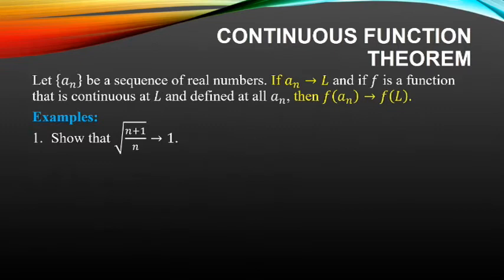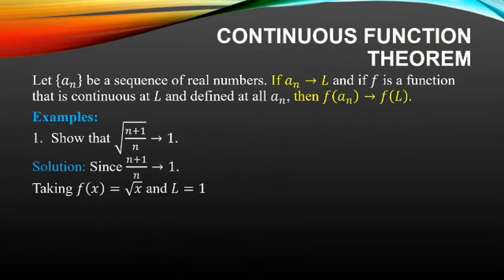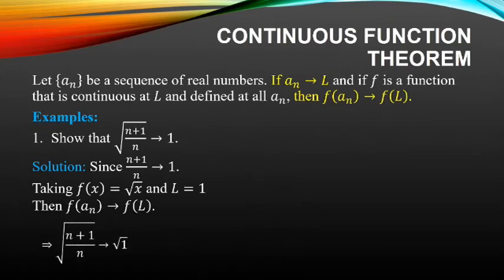Using the continuous function theorem, since (n+1)/n approaches 1, let f(x) equal the square root of x and L equal 1. Then f(a_n) approaches f(L), which implies that the square root of (n+1)/n approaches the square root of 1, which is equal to 1. So the square root of (n+1)/n approaches 1.